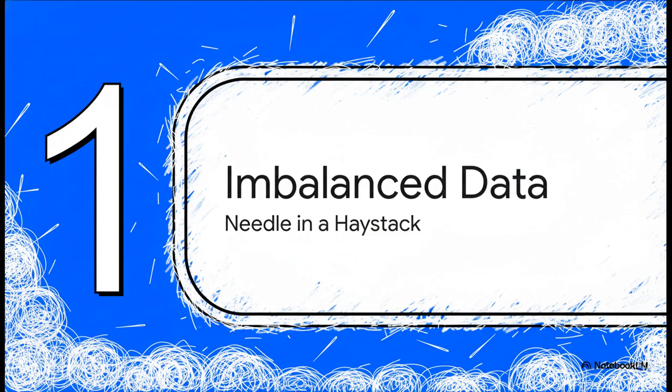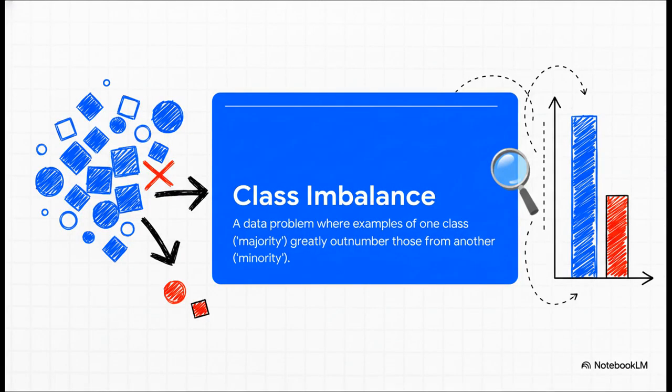Okay, first things first. We need to really understand the problem everyone's trying to solve here. It's a classic challenge in machine learning, and you've probably heard it called the needle in a haystack problem. This is what's known as class imbalance, and it's pretty much exactly what it sounds like. It's what happens when you're training an AI and your data set is just, well, skewed. You have tons and tons of data for one outcome, we call that the majority class, and very, very little for the other, the minority class.